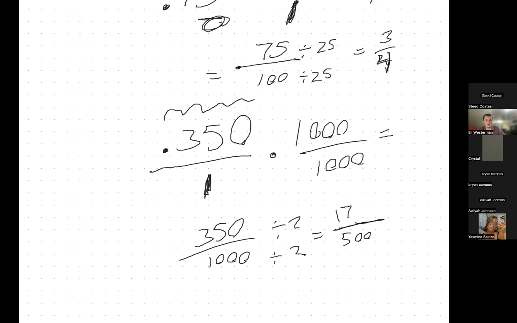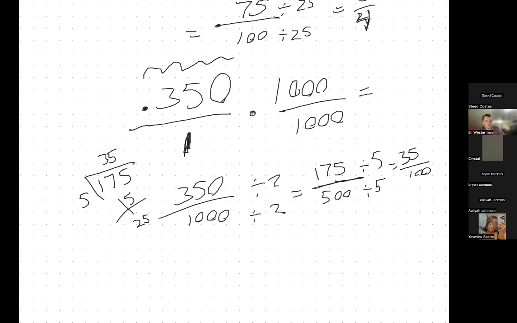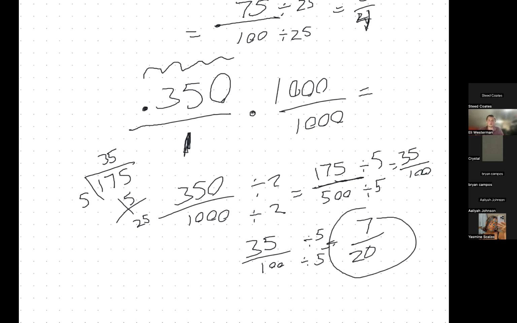We get 175 over 500. Now we can divide it by 5, and we're going to get something over 100. I'm actually going to have to do it out long. I don't know what that is in my head. 15 to 5, 5. So it's 35. So we get 35 over 100. We can divide 35 over 100 again by 5. And we'll get 7 over 20. So 7 over 20 is our answer.